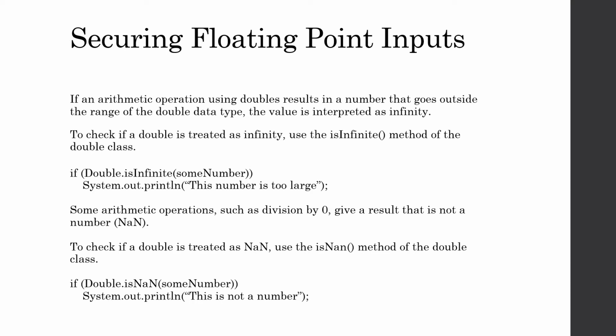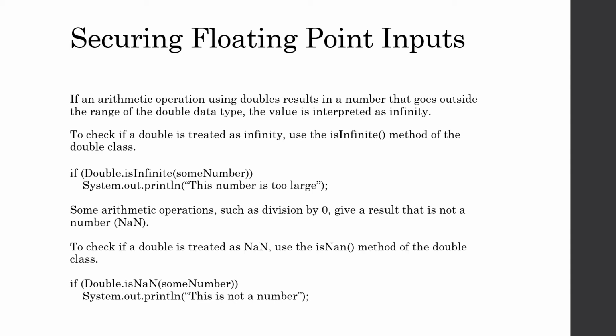So the other thing that we want to talk about is going to be dealing with floating point inputs. So if an arithmetic operation using doubles results in a number that goes outside the range of the double data type, the way that this is going to be interpreted is going to be as the value infinity. So with our double data type, it doesn't deal with overflow like integers do. Instead, what it's going to do is it will stop treating it as just some finite number that we would be able to see and recognize, but instead gives it this value or this property of infinity.